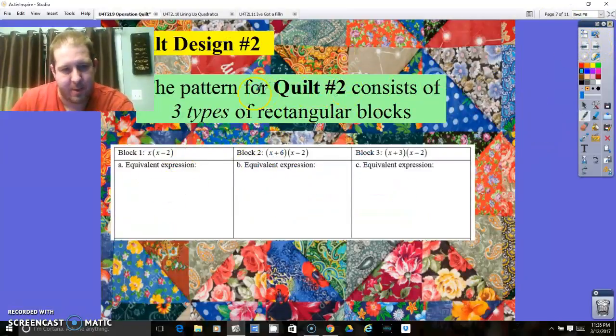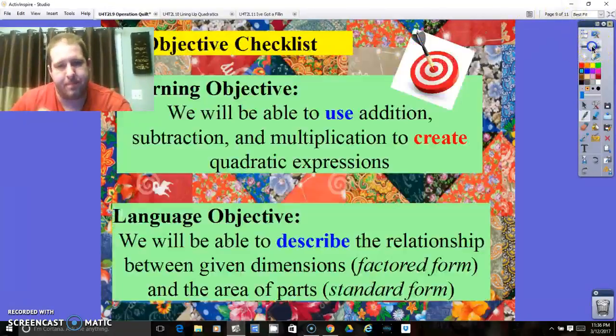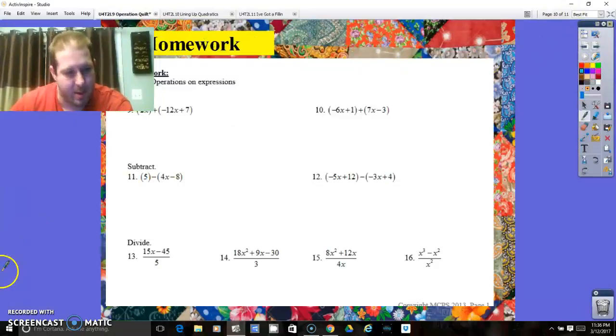So you do the exact same thing in quilt number 2. Figure out what this expression is, this one, and then use them and just multiply by 10, multiply by 16, multiply by 8, and then change it to factored form. Okay, due to time, I'm already at 9 minutes. I'm going to go straight to the homework.